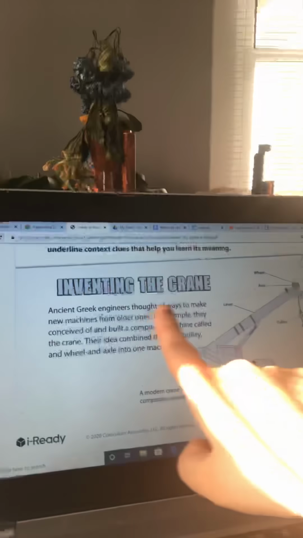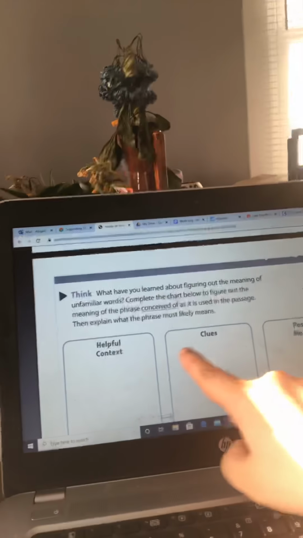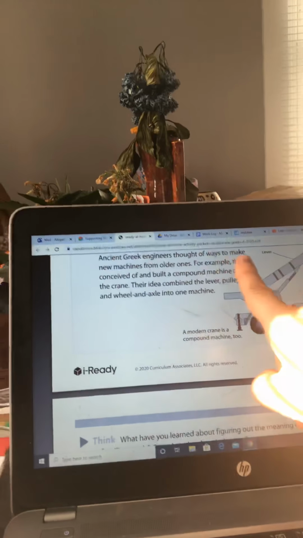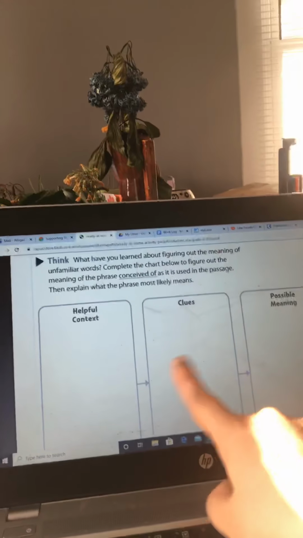All right, so that is a clue. So engineers thought of ways to make new machines. That's our clue. Engineers thought of and, what does it say? Engineers thought of ways to make new machines. Put that here. Pause it and put that there. Rewind it and listen to it again if you don't know. And if you don't know how to spell it, where do we find how to spell it? In the text. All right, possible meaning.